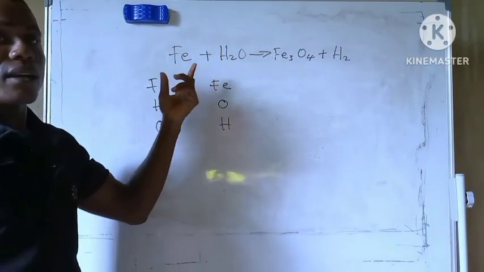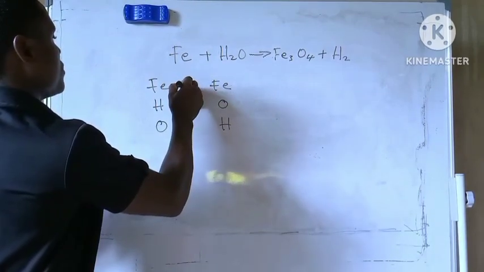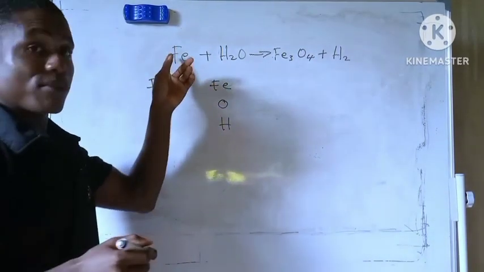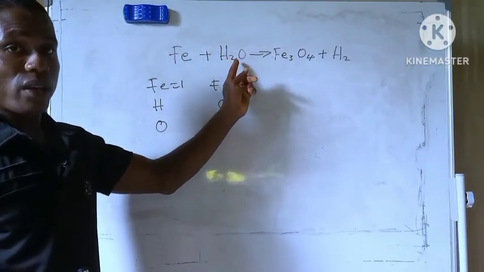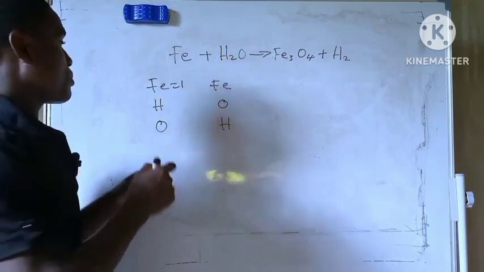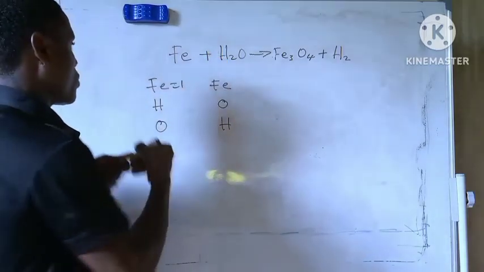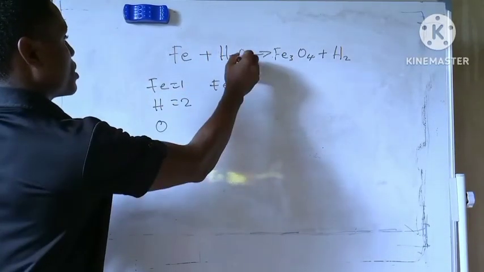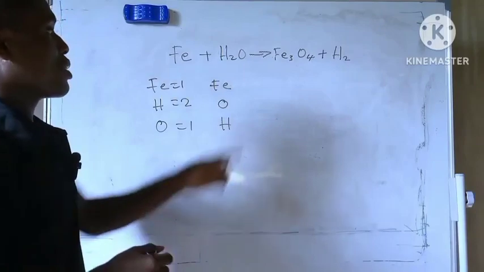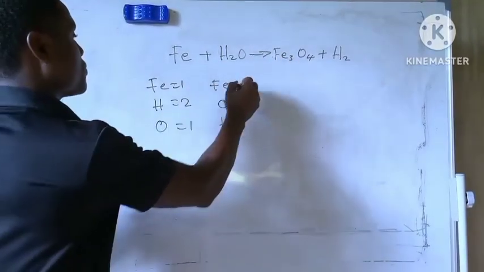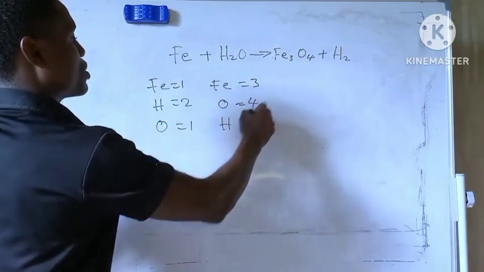So let's write the specific atoms. Here we have iron, we have one. I've said it before, here we have one, okay? So here we have hydrogen, what? 2. Are you getting it? Hydrogen has 2 atoms here. Here we have 1. So if you multiply 2 to that one, it will still give you 2. Okay, so hydrogen we have 2. Oxygen we have 1. So we are done with our left side. Let's come to our right side. Iron we have 3 here, right? Why oxygen here we have 4. Hydrogen we have 2.